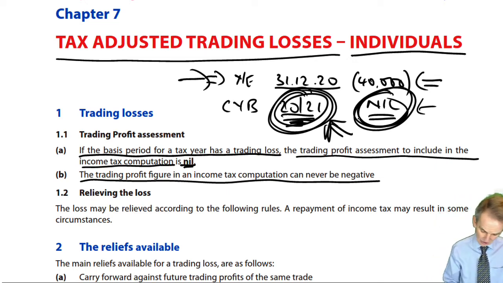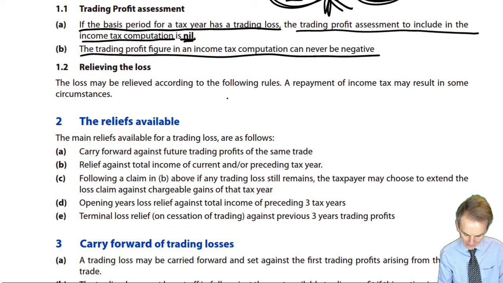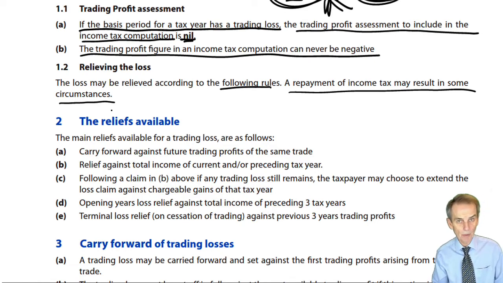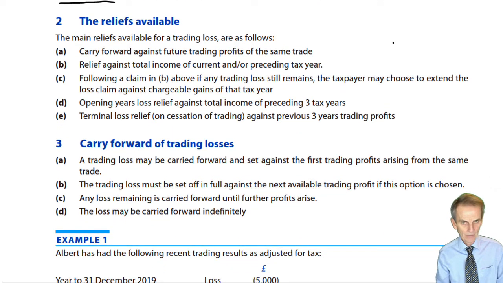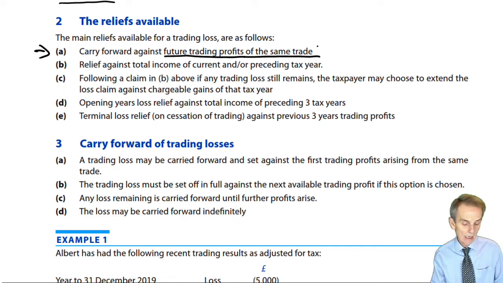Okay, let's just recap the technical points with these notes now. Again, we need to follow the rules. A repayment of income tax may result in some circumstances. That is basically when you carry the loss back to the preceding tax year. The reliefs available: there are two main reliefs that exist for continuing businesses. The carry forward, as we've just said, against future trading profits of the same trade. Again, no partial claims; in the future it will go against the next available future trading profit of the same trade.